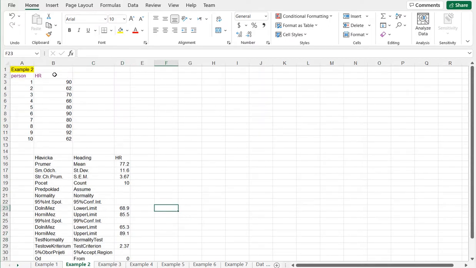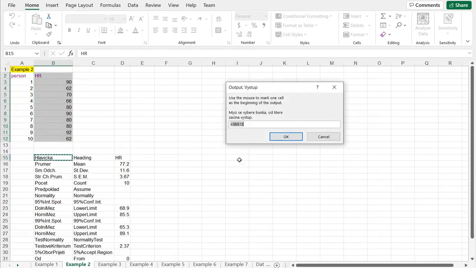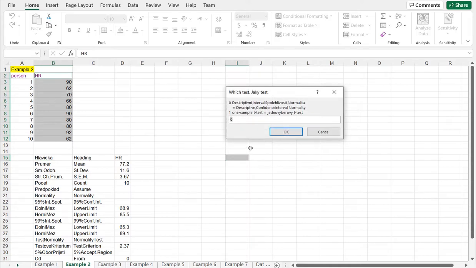Once again, we want to run a one sample t-test. So we highlight again, we include the heart rate and the header. Control Shift S, and 2 for the number of the row which is contained in the header. I'm not making this up, this is all written in English, so you can read it each time you press a button. Then choose where the output is. We press 1 because it says press 1 for one sample t-test.